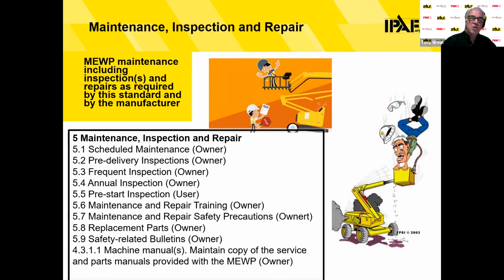And so you go through this list and look at maintenance and repair training. So the people who are doing this work have to be qualified. Maintenance and repair safety precautions. So there again, we end up having guidance on how they perform those tasks properly. When you're putting on parts, the parts that are replaced on it have to be equivalent to those required by the OEM, the original equipment manufacturer, and make sure that you address safety related bulletins. So if you're the owner of the equipment, you have to have a relationship with the manufacturer to get all the information on potential recalls. And then again, having manuals on the equipment is also important.